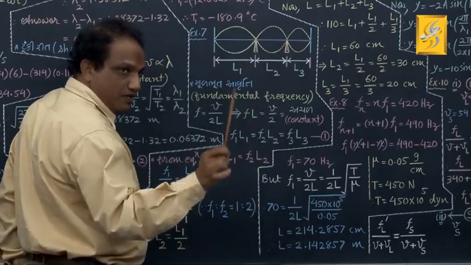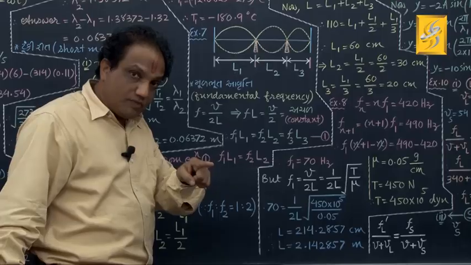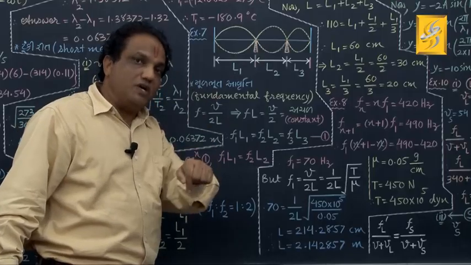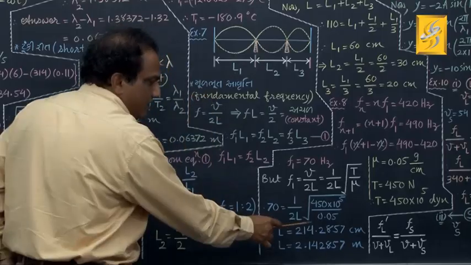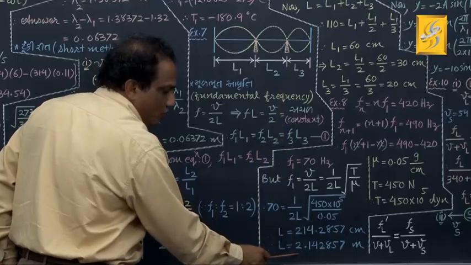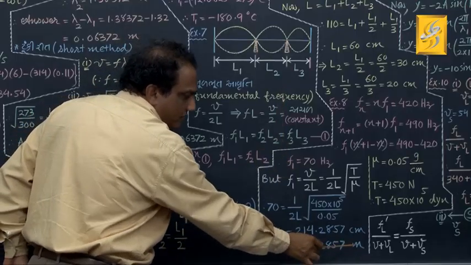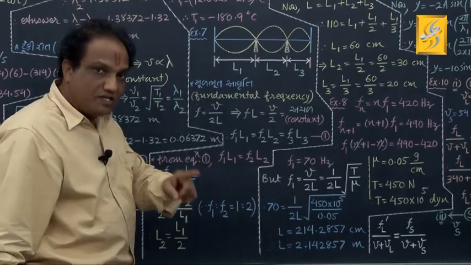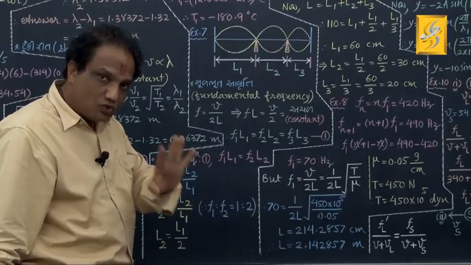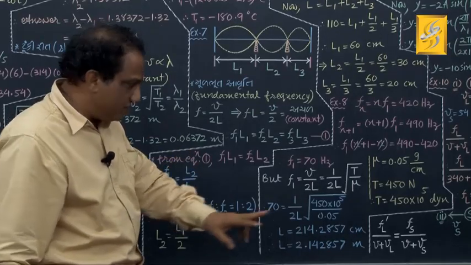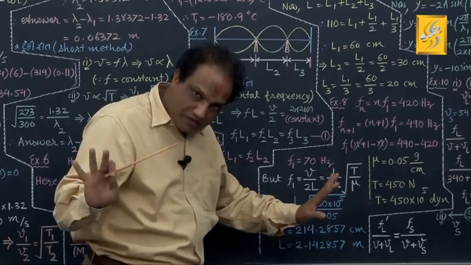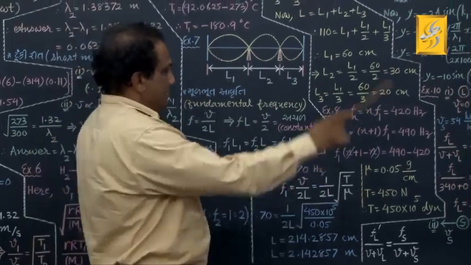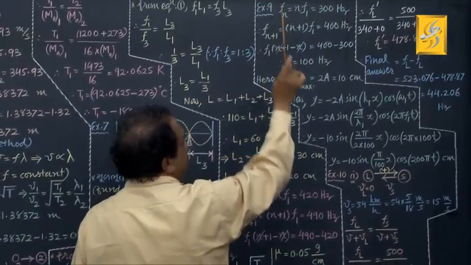214.2857, that many centimeter. If at all they ask for the length of the string in meter, convert centimeter to meter by dividing by 100. When you divide this value by 100, it will be 2.142857 meter. But unless and until asked, you should not find the length in meter. Leave it in centimeter only, no problem. Okay. Can you read now the statement for number 9?